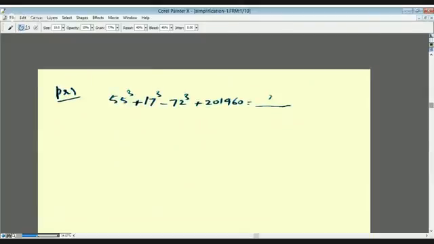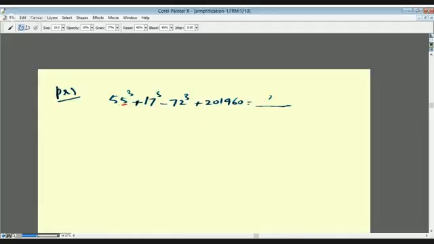Maybe this problem: 55 cube plus 17 cube minus 72 cube plus 201960. Wow, it seems very difficult. Yeah, 55 cube we need to find out, 17 cube we need to find out, and 72 cube we need to find out. But friends, whenever a problem is given like this, try to identify one logic.